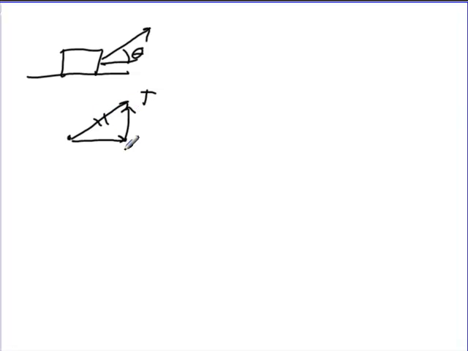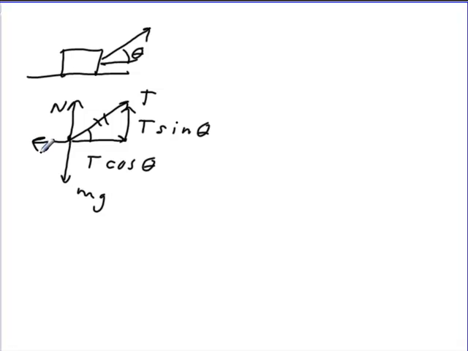And then I'm going to put two little lines through here to remind me that it's no longer that force there. I'm using the two components. This one is t times the sine of theta. This one is t times the cosine of theta. And I still have a normal force. I still have gravity. And I still have a frictional force.